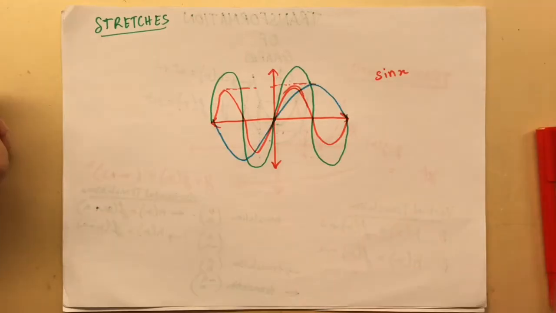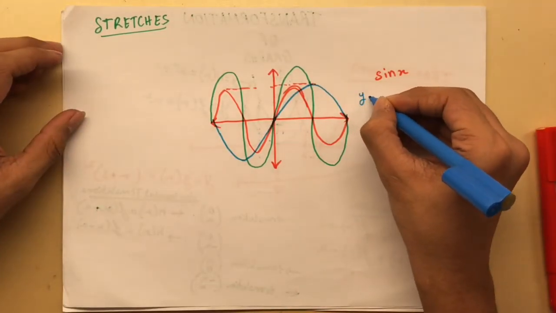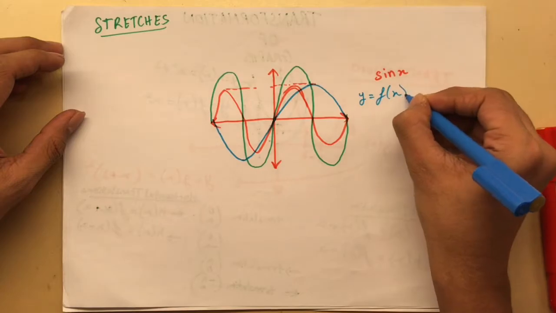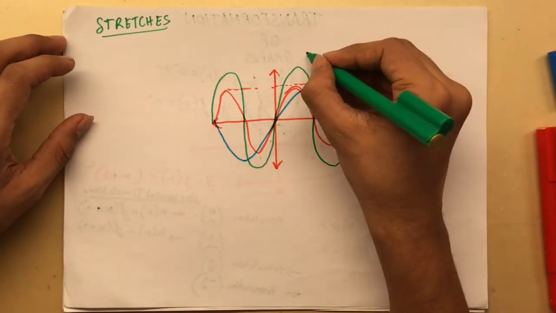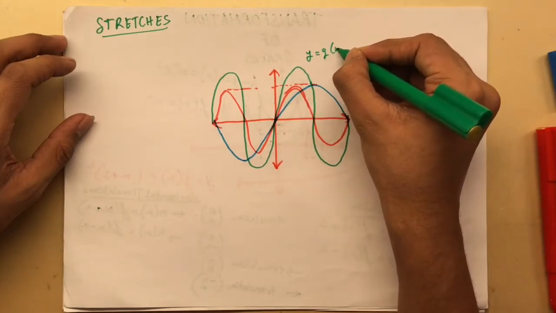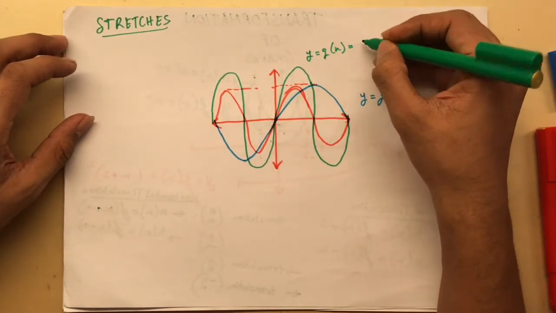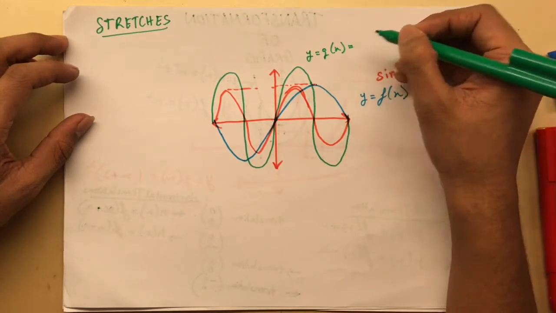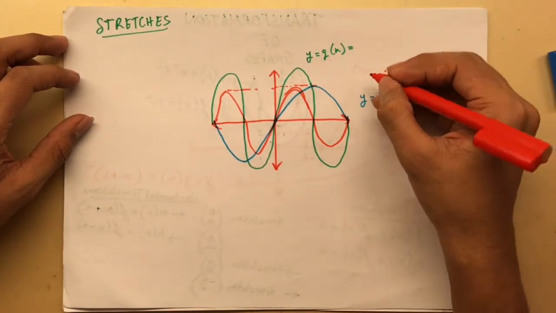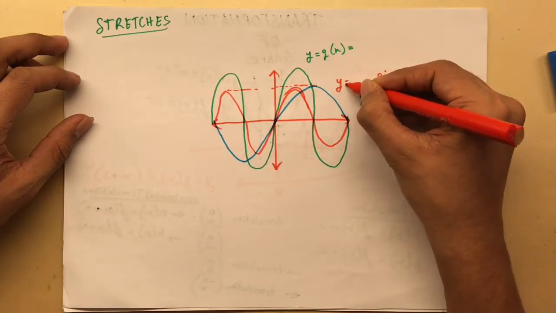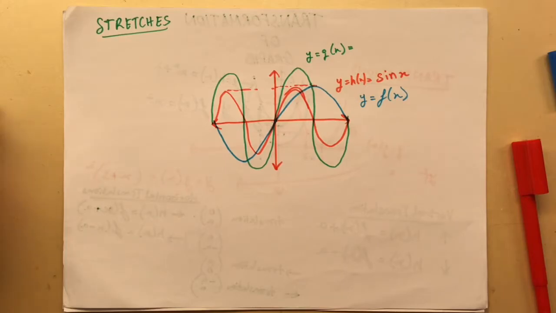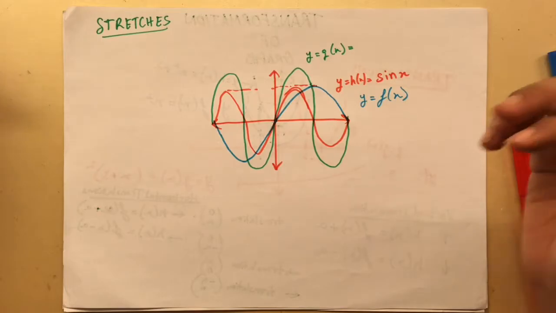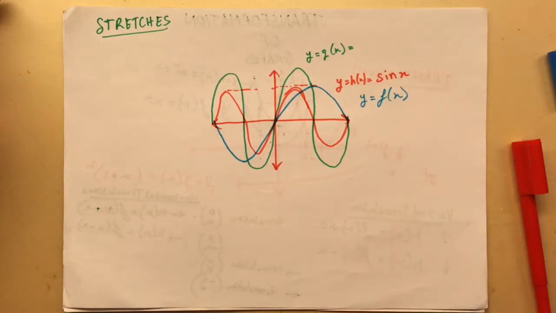And the blue one, which is y is equal to f of x, is a horizontal stretch. And the green one, which is y is equal to g of x, is a vertical stretch. And the red one is y is equal to sine x. And let's say that's h of x. Okay? So now we can stretch these by a factor of twice or thrice.